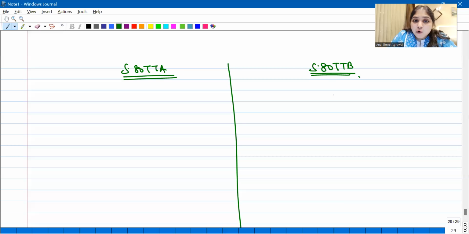Listen carefully. Out of these two sections, which of the two will you always try to do first? You will always try to do 80TTB first because this is more beneficial. Only if this is not applicable to you, only then come to 80TTA. Otherwise, you always try 80TTB first. In 80TTB, who is your SSE? Tell me, who is your SSE? Your SSE has to be either a senior citizen or a super senior citizen.